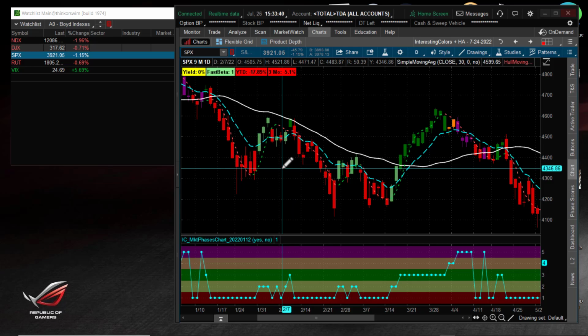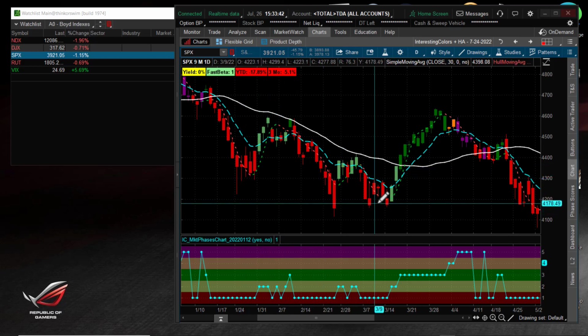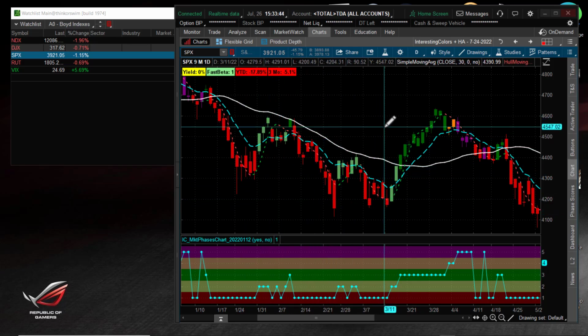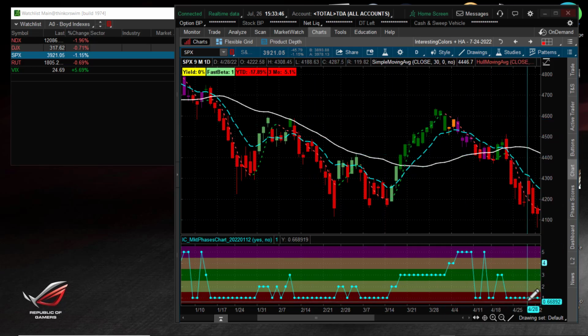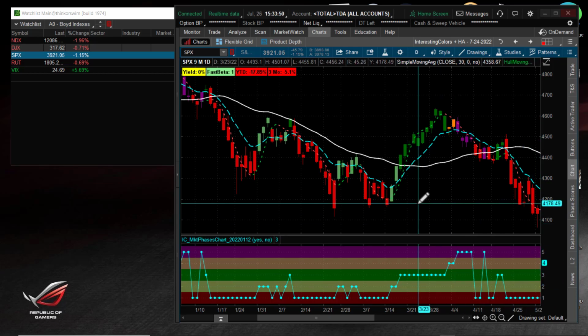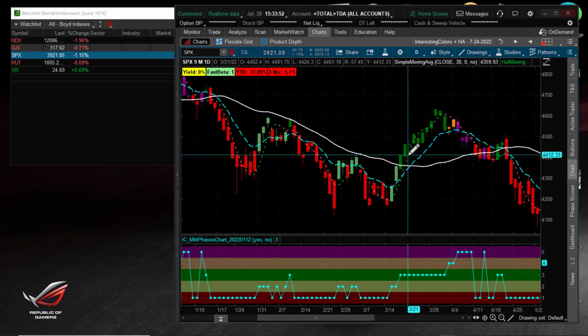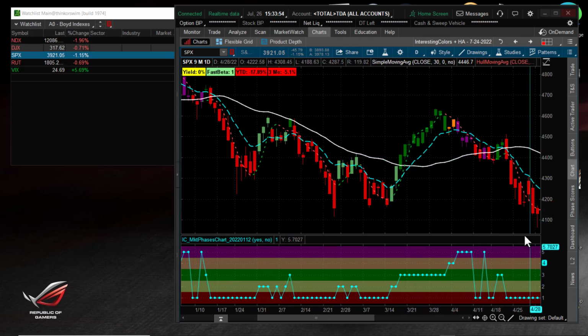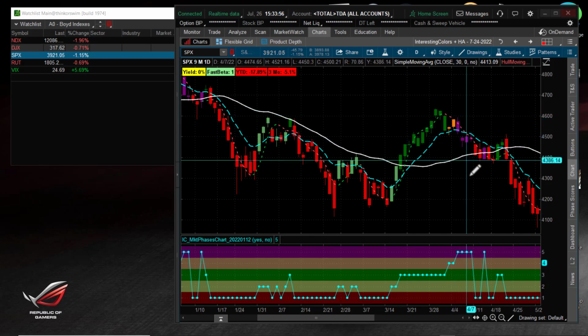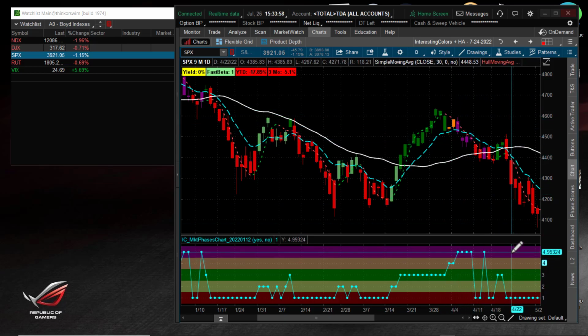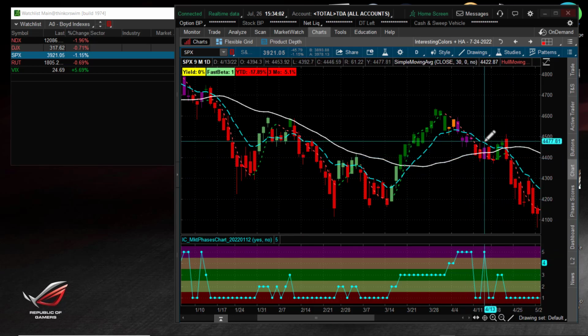So here's the premise. There are 5 phases, and they're color-coded on this chart. Phase 1 is red, 2 is light green, 3 is dark green, 4 is kind of a golden color, and purple or magenta is phase 5.